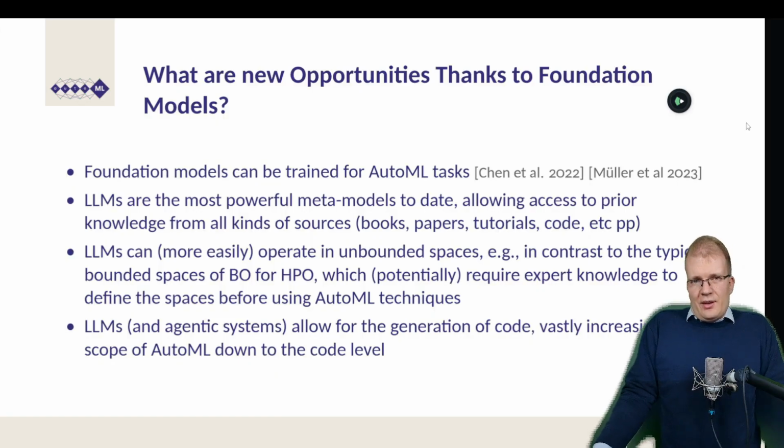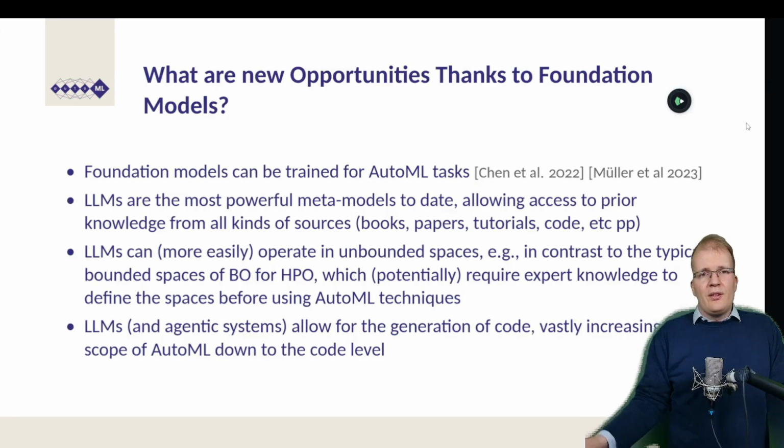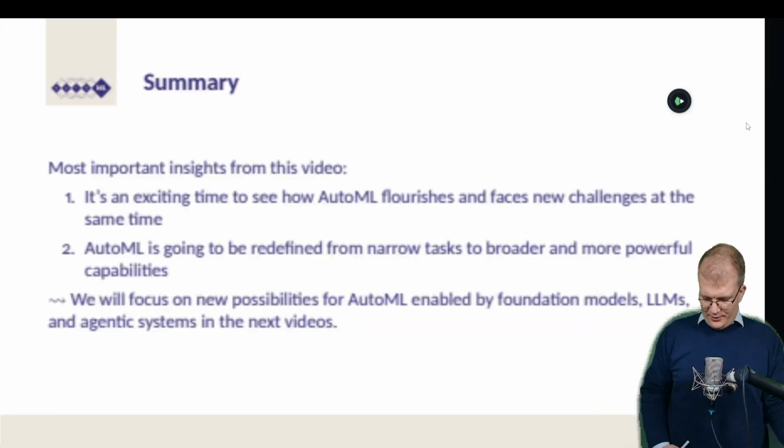LLMs, and in the same way agentic systems, allow for the generation of code, as I already said. And that increases, of course, the scope of AutoML down to the code level, and makes many more things possible.